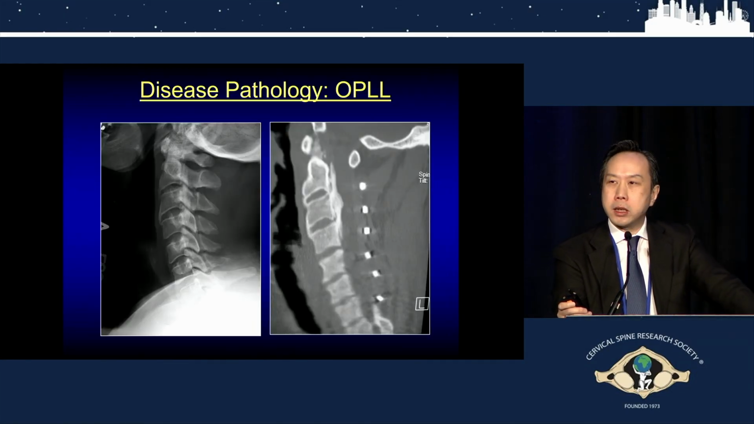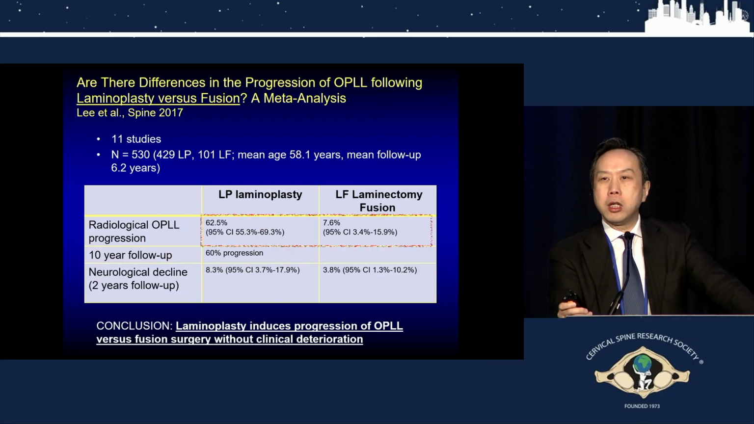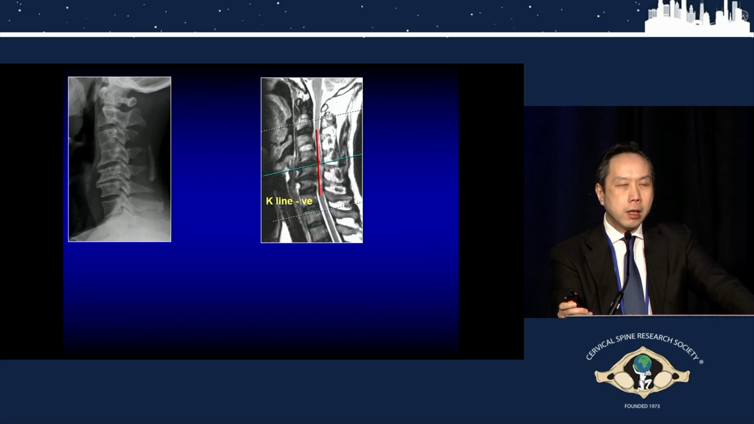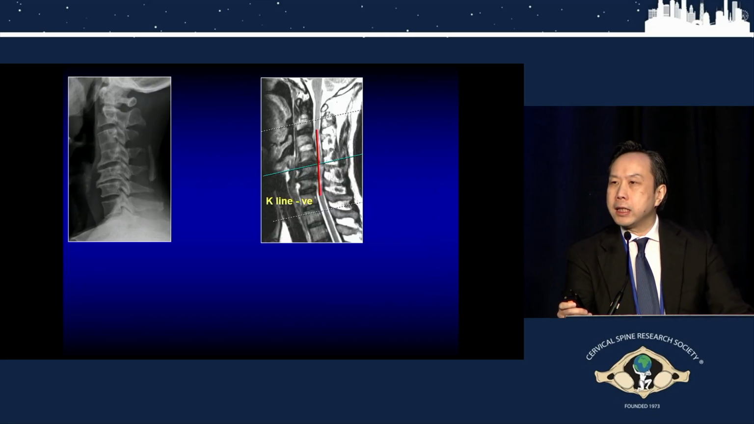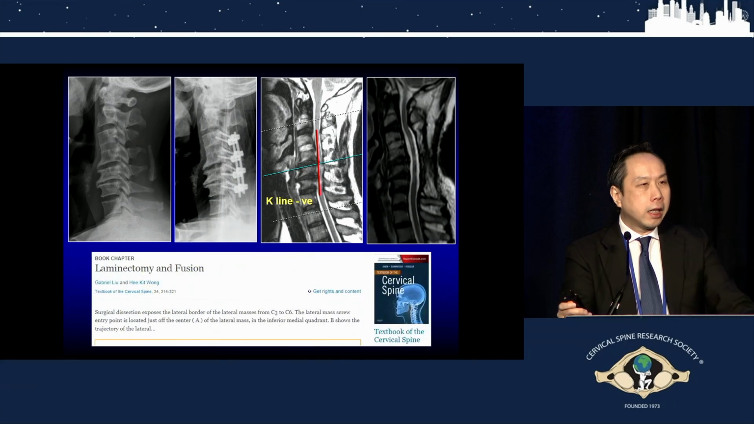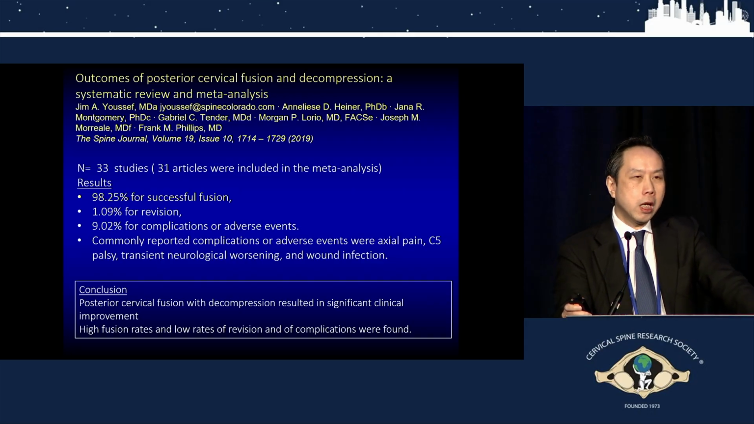For some OPLL, you might want to consider laminectomy and fusion, particularly given the meta-analysis that demonstrated it slows down the progression of OPLL and may reduce recurrence of the myelopathy. So in this particular case of K-line negative patients, that's what we do: the standard lateral mass screws and laminectomy, and that's just about it. The results of laminectomy and fusion are not too bad. In this meta-analysis, surprisingly, it quoted up to a 98% fusion rate with minimal revision surgery.